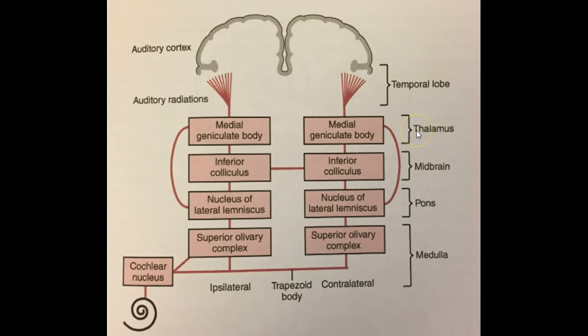The thalamus is really the sensory distribution center. That's where all of the info gets sent to higher sensory areas. And the auditory cortex in the temporal lobes is actually the primary site for processing speech and complex sounds.